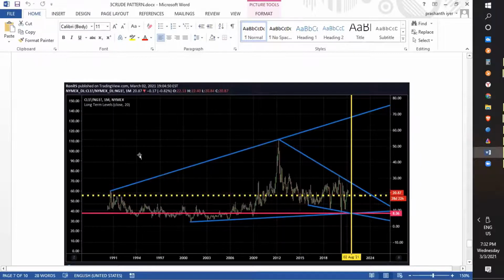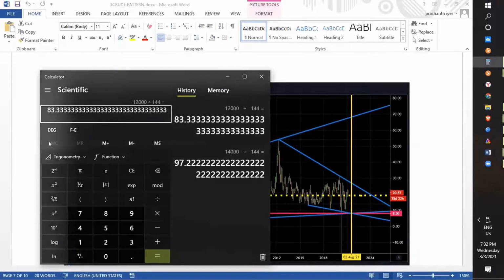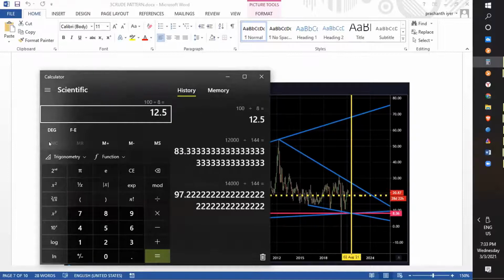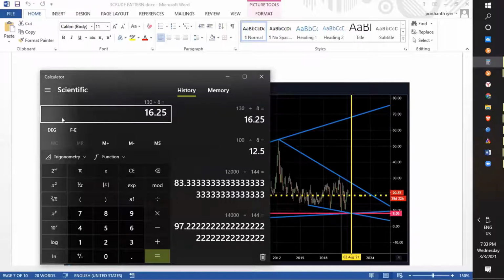Now, this is crude oil divided by natural gas. So this is a very tricky part. What if crude oil actually hits something like 100 and this ratio goes to something like divided by 8? This is the price of natural gas. So let's say 130 divided by 8. This should be the price of natural gas. So it makes sense that it could be a double top or something like that.